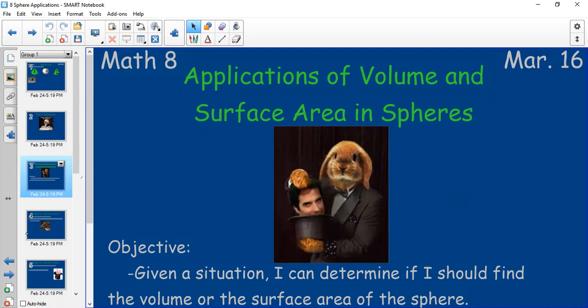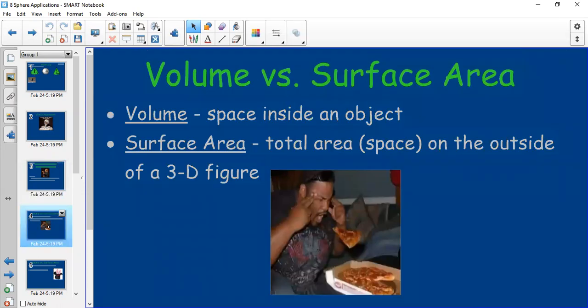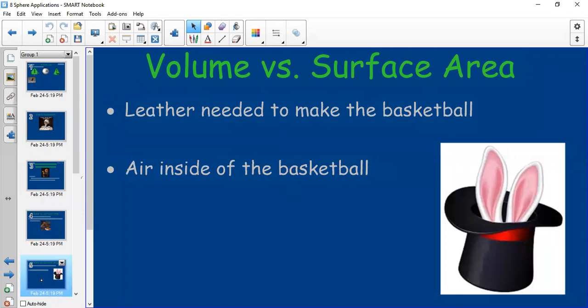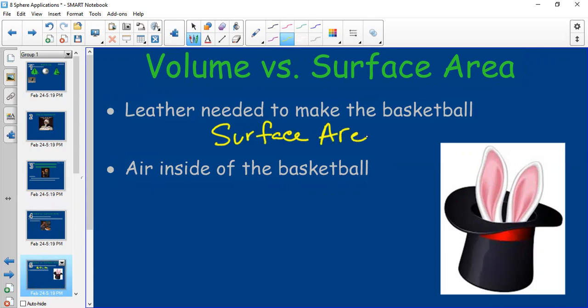Okay, so let's just do a quick recap of the difference between the two. Remember, volume is the space inside of an object, and the surface area is the total area or the space on the outside of a 3D figure. For example, leather needed to make the basketball is on the outside. That would be surface area. And if we're talking about the air inside of the ball, inside means volume.